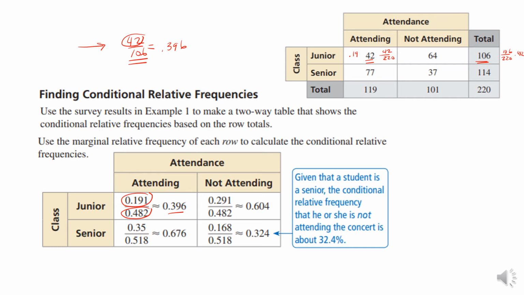If they were giving me just the frequencies, the relative frequencies, and the marginal frequencies, then I would go ahead and do the 42 over 106 when they tell me they're doing the row. If they were asking for the column, given who is attending, then I would say 42 over 119. But if they go ahead and give you all of these answers, okay, 0.35, and this is 0.518, then you could go ahead and quickly figure these out this way. So again, it's the same information found in a different way.